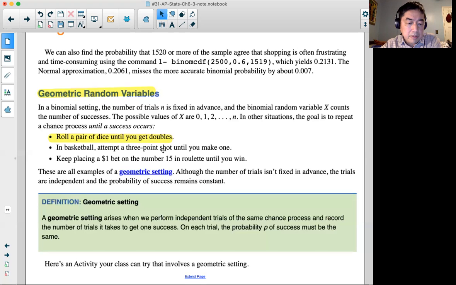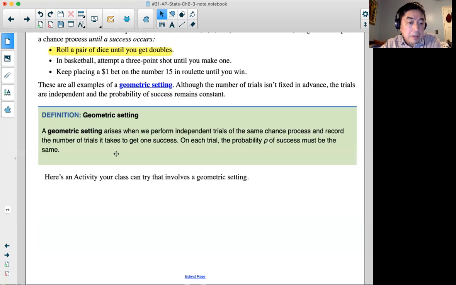So the definition of a geometric setting: a geometric setting arises when we perform independent trials of the same chance process and record the number of trials it takes to get one success. On each trial, the probability p of success must be the same.